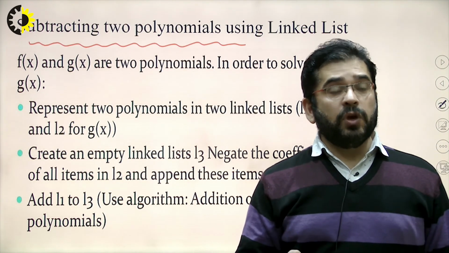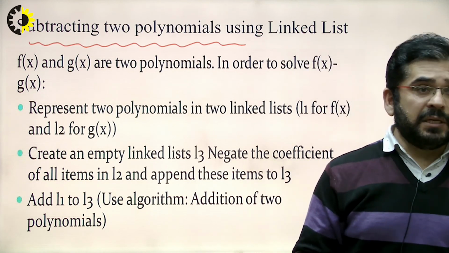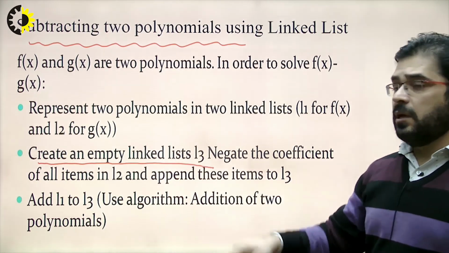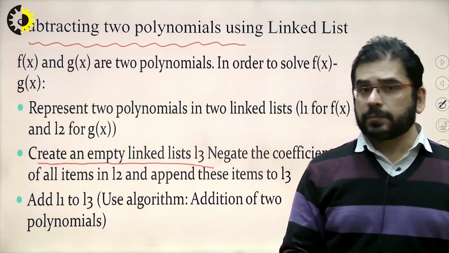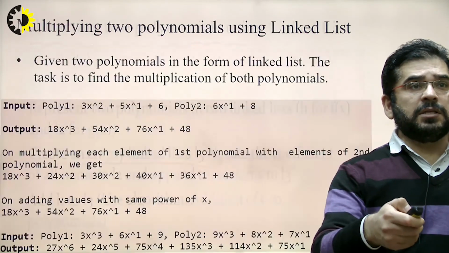So if you are going to subtract 2 polynomials, first you need to create an empty linked list L3. This is the main logic part. Create an empty linked list L3 and negate the coefficients. So in that case, this is the subtraction.